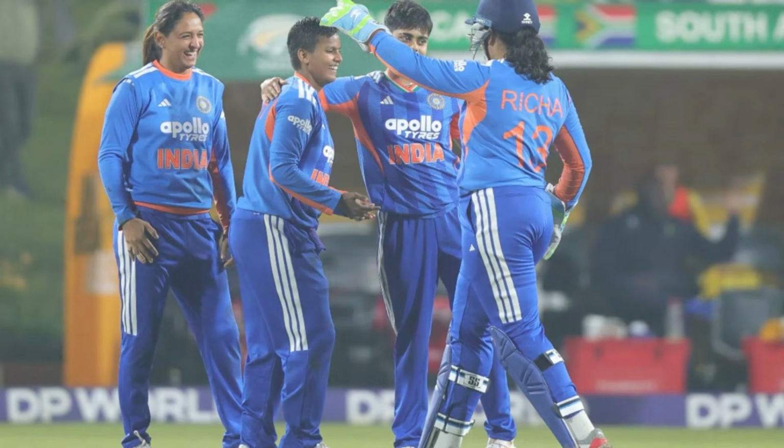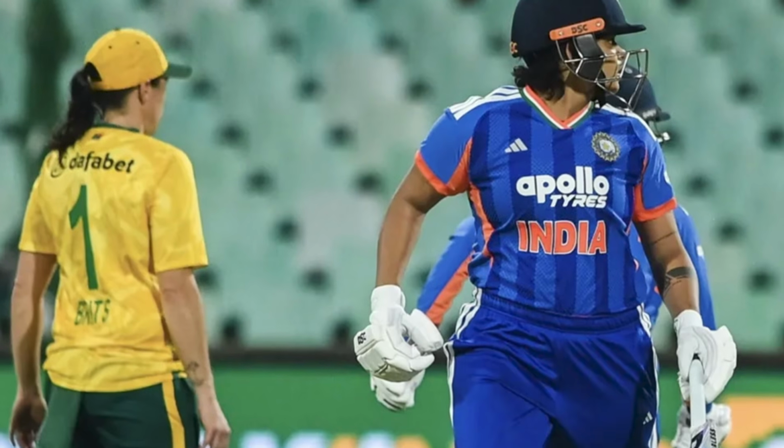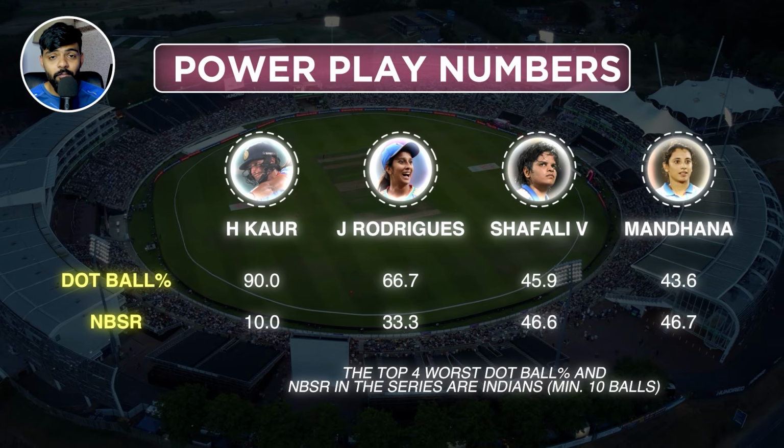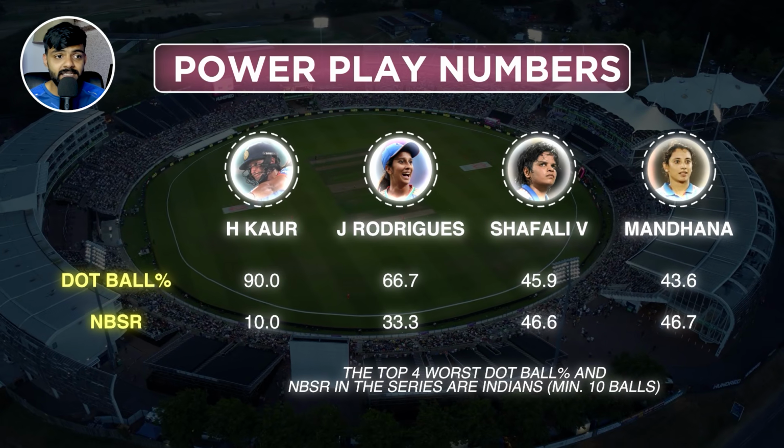Of course, our bowlers, and that is a reason in itself. But then when we come back to the power play numbers and look at the players, especially the Indian players who batted in the power play, you won't be surprised. Because when you look at the dot ball percentages and the non-boundary strike rates, the top 4 worst players in this series are all Indians.